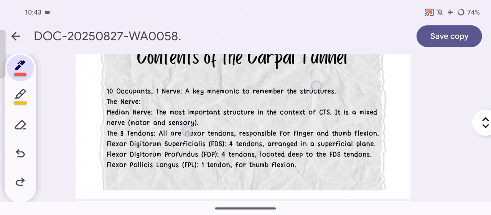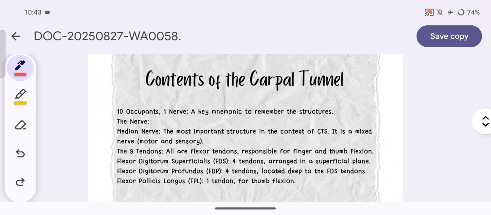Now the contents of the carpal tunnel. There are 10 occupants, okay? One is a nerve and the others are tendons. So in the contents, there are 10 structures present: one nerve and 9 tendons. The nerve is the median nerve.